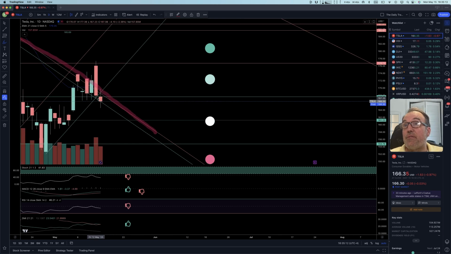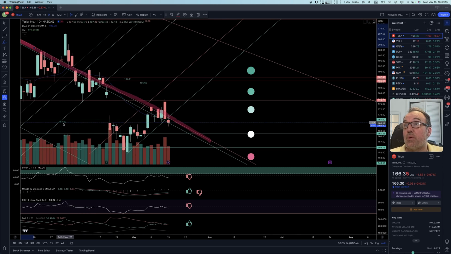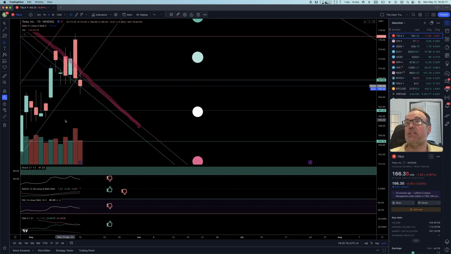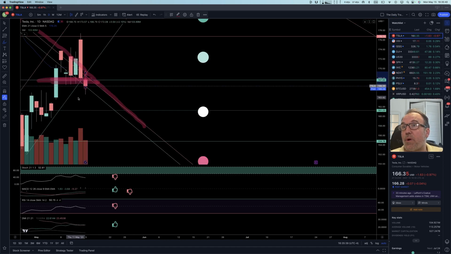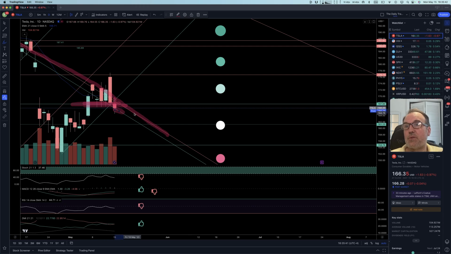So today we have a red candle. Today we broke below 167.60. We have been above 167.60 for the past 1, 2, 3, 4, 5, 6 days. And now this is weaker. Tesla is weaker because we stayed above, but now we just closed below. And we are right smack on our first downward support.